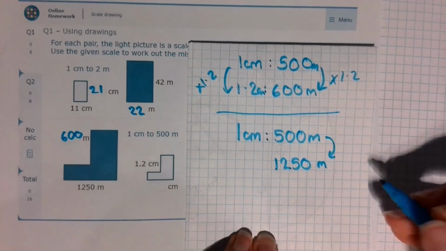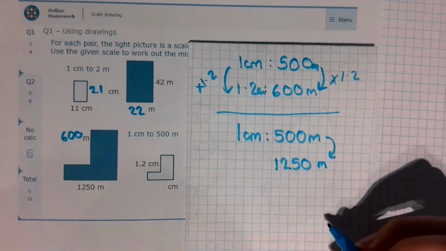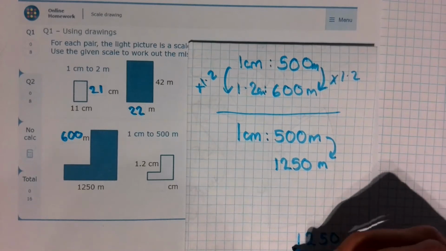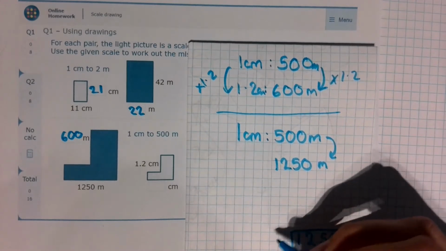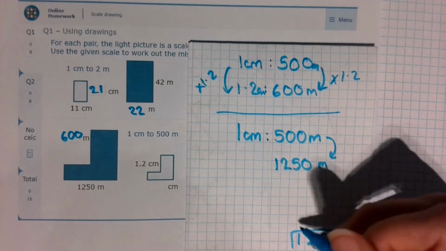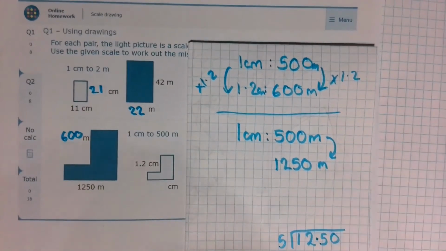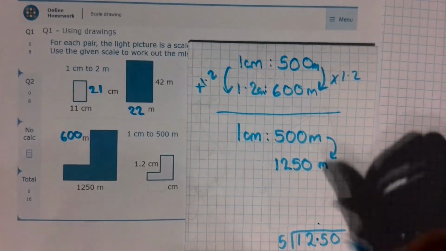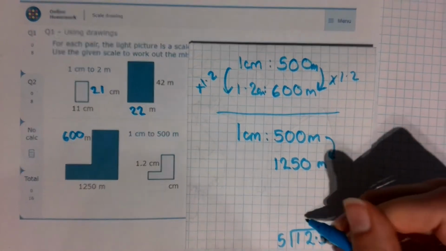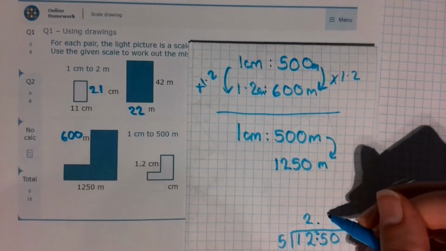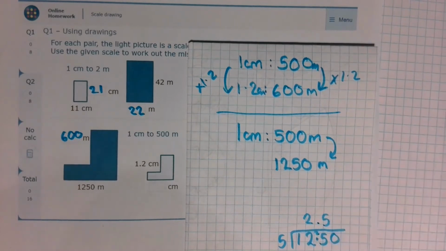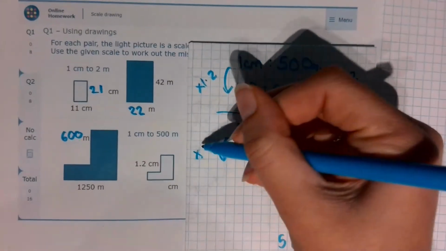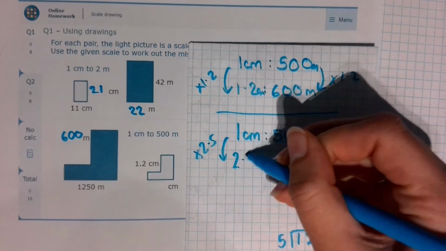Now that one's not quite such an easy one to do. We are going to need to divide that. So that's going to be 1,250 divided by 500. The wonderful thing is, we can turn that into 12.50 divided by 5. Now that's much easier to do, in my opinion anyway. 5 into 1 doesn't go, 5 into 12 goes 2, remainder 2, 5 into 25 goes 5, 5 into 0 doesn't go. So we're multiplying by 2.5. Now that step's easy, 2.5 centimetres.